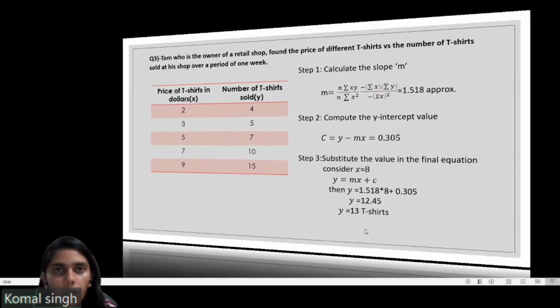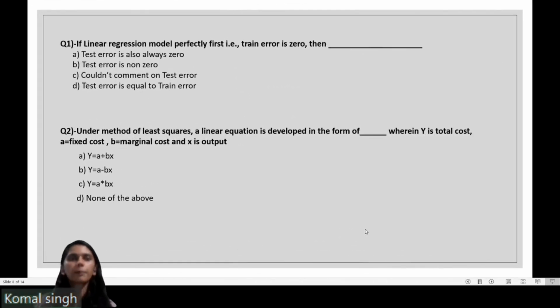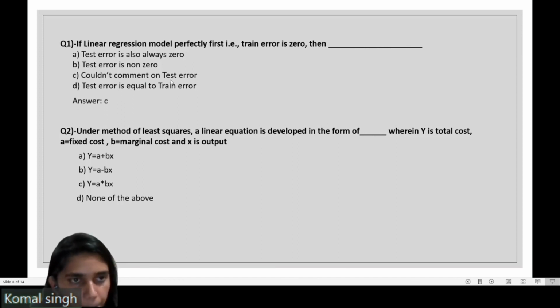Okay, and now the MCQs. If a linear regression model perfectly fits, that is, the train error is 0, then you can see that if the linear regression model is a perfect fit, the train error is 0. If the train error is 0, that does not mean we can say that the test error is also 0. That is not at all defined, so we cannot comment on this. So the answer is C: couldn't comment on test error.